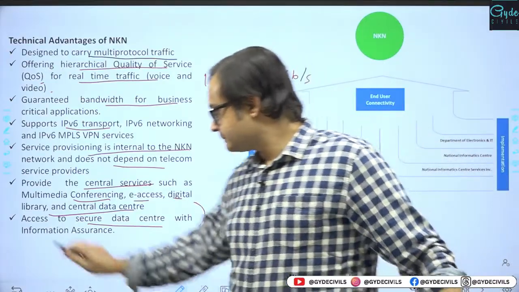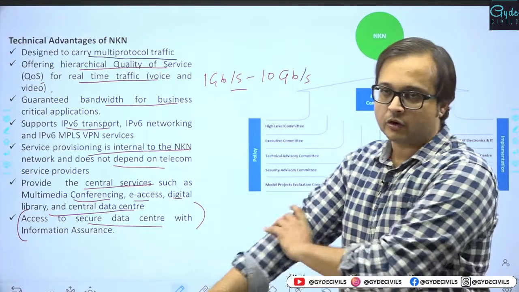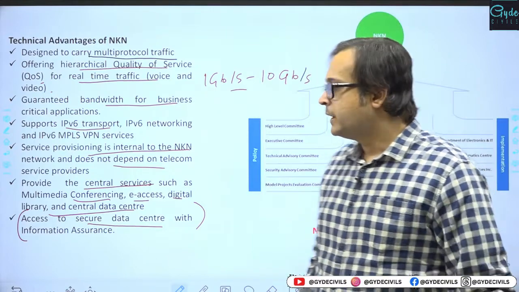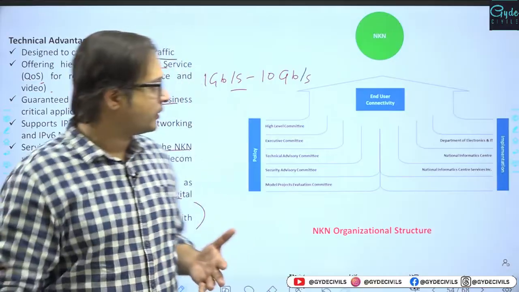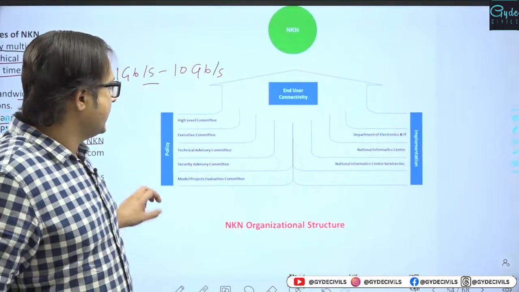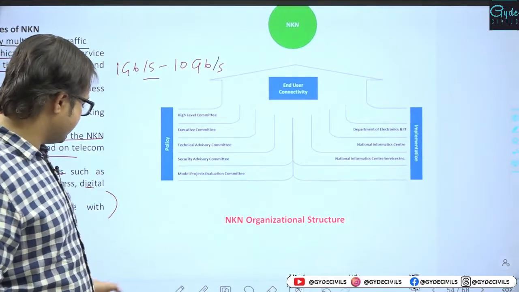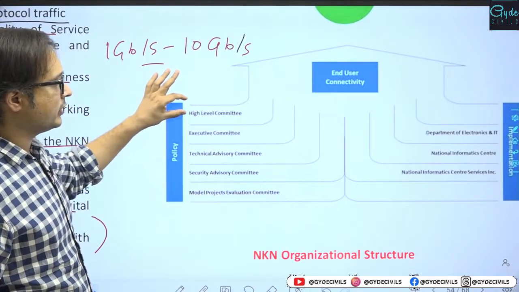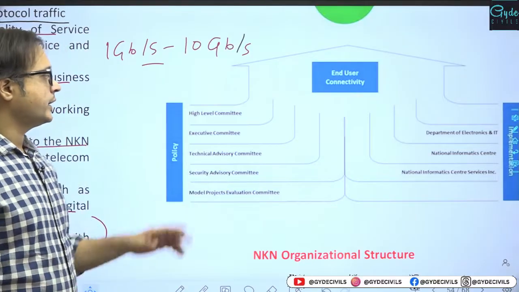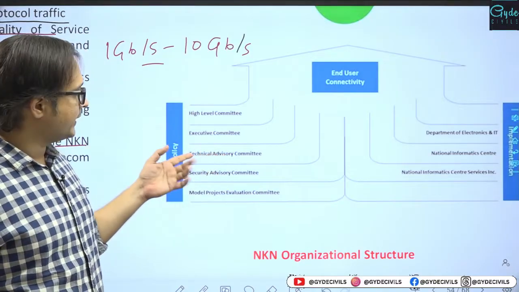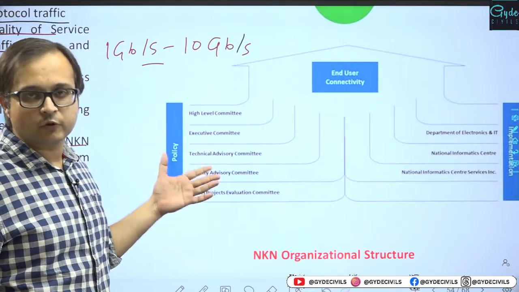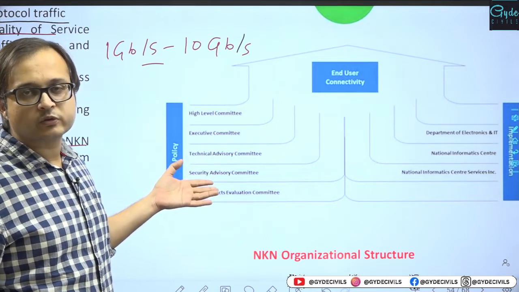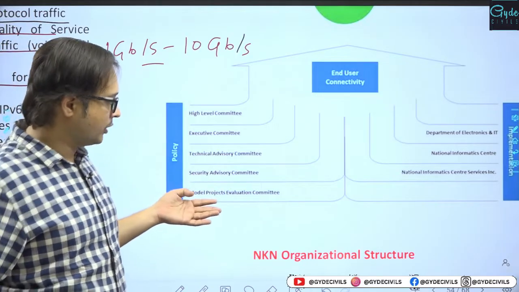This means that the security of the information over the network remains at high priority, and it can be maintained constantly. If you look at the basic infrastructural institutional development of National Knowledge Network, on the policy part, at the topmost hierarchy we have the high level committee for the establishment of National Knowledge Network, under which the executive committees work, which can operate at the state level, and then we have technical advisory committees. These are the task forces to advise and to implement the National Knowledge Network. Then security advisory committees also, which help to maintain the security of the network. And then model project evaluation committees, etc.